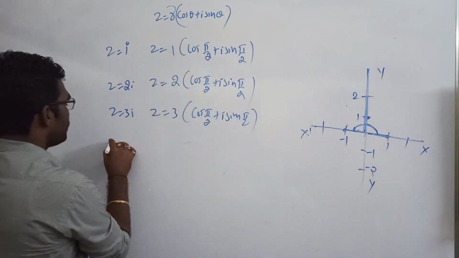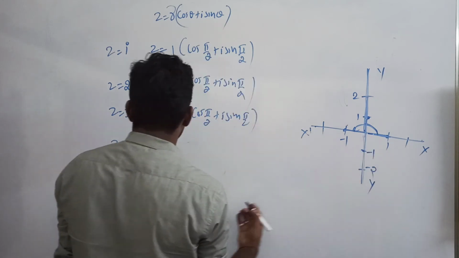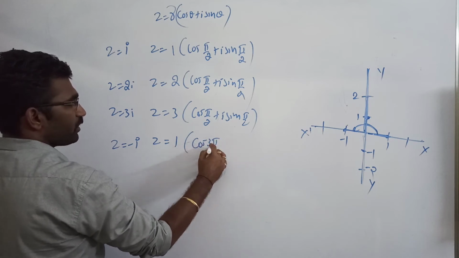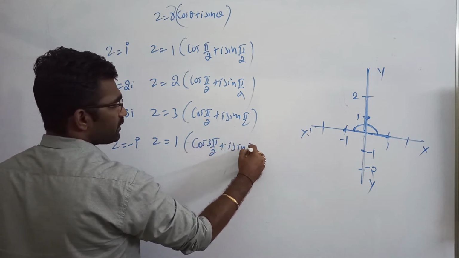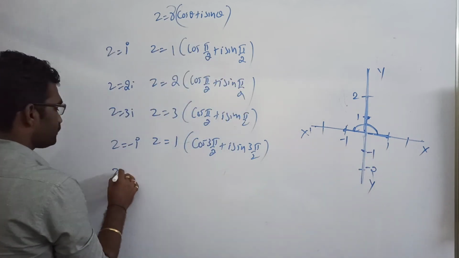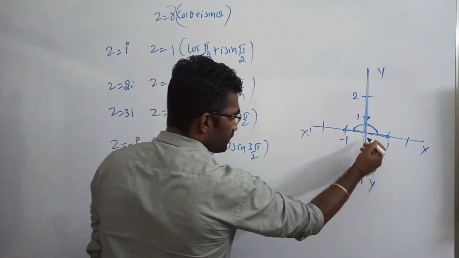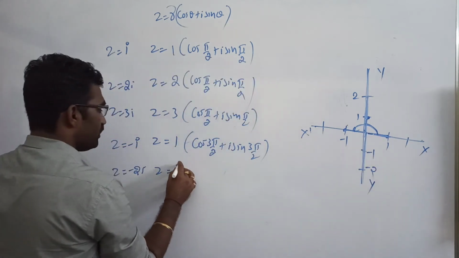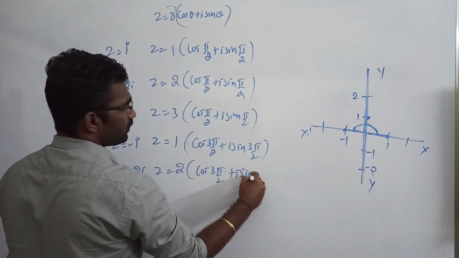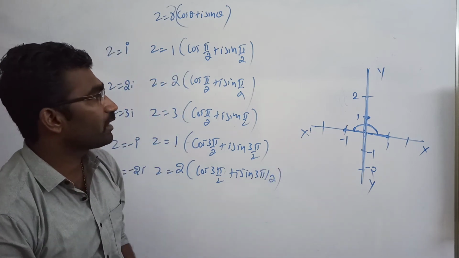Similarly, if z equals minus i, which lies on the negative axis, minus 1 is here. Therefore the distance is again 1. Therefore, cos of 3 pi by 2 plus i sin of 3 pi by 2. Finish. If z equals minus 2i, therefore how much will you write? Minus 2 means the distance is again 2 units. Therefore cos of 3 pi by 2 plus i sin of 3 pi by 2.